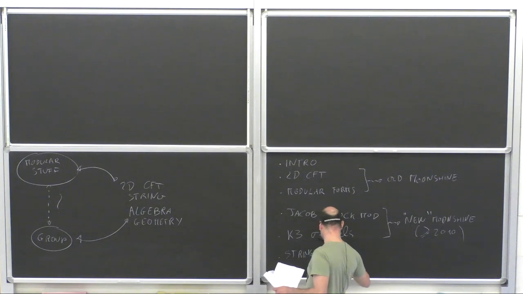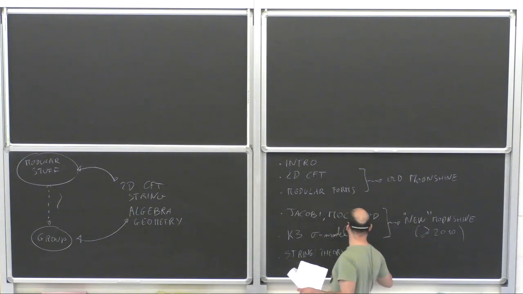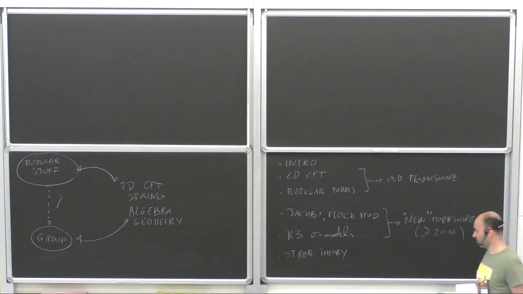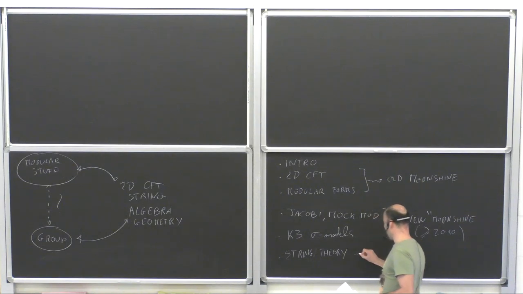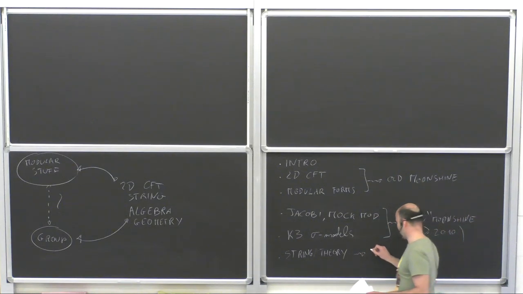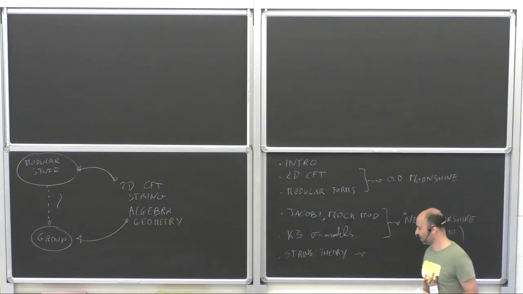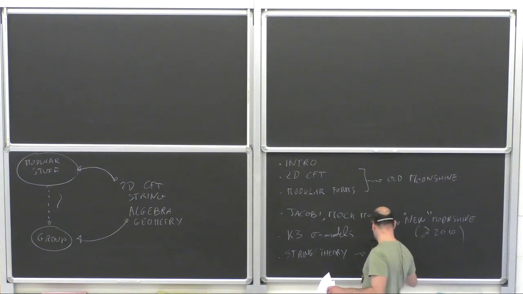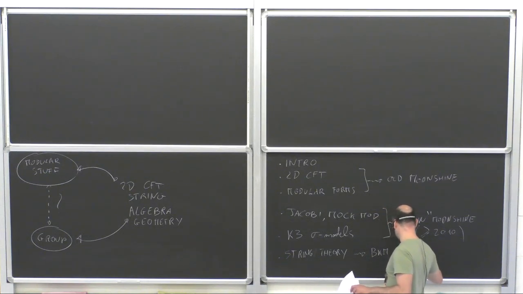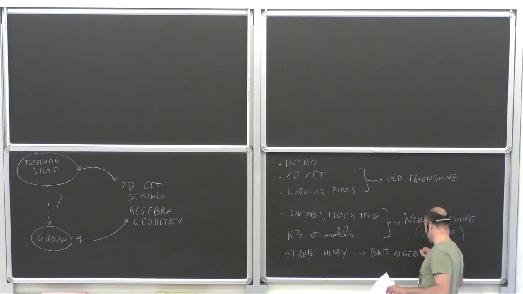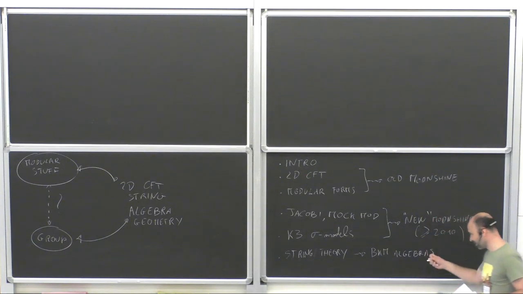And this will tell us something more about even the old moonshine conjectures. And I will get you to the relation between string theory and some other algebraic kind of structure, which are Borcherds-Kac-Moody algebras. I don't know how much time I will have to explain this, but I will try to do that.